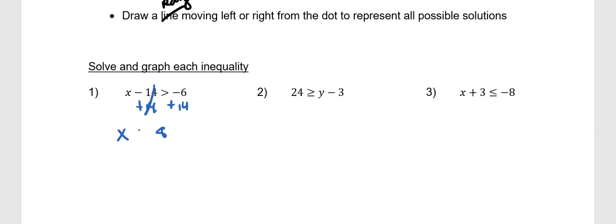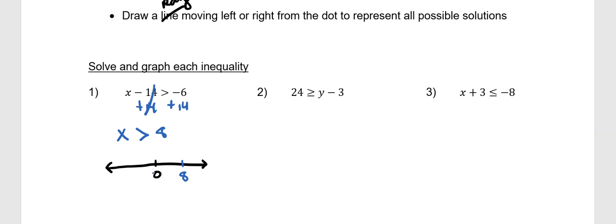When we add 14 to both sides, it gives us a solution of x is greater than 8. Now again, that's only half of our final answer. The other part of our answer is we draw a very simple number line. We mark 0 on our number line as a point of reference. And then from there, we mark the value that shows up in our solution, 8.